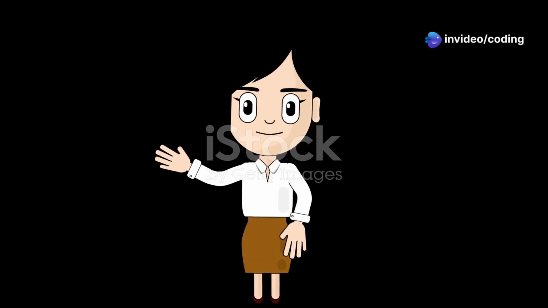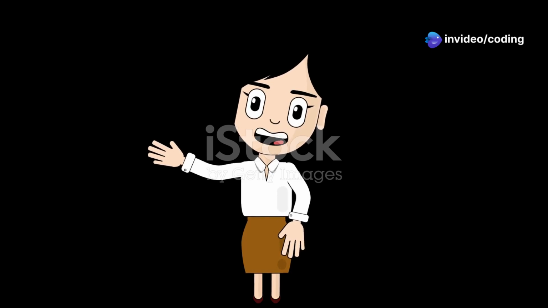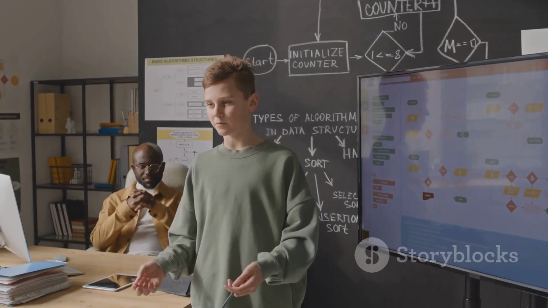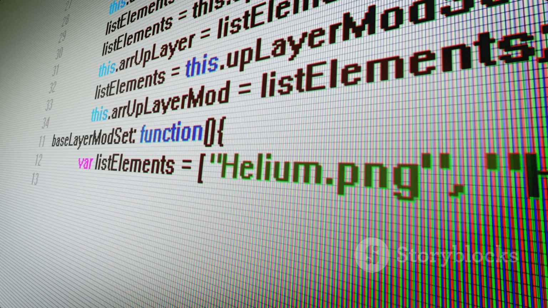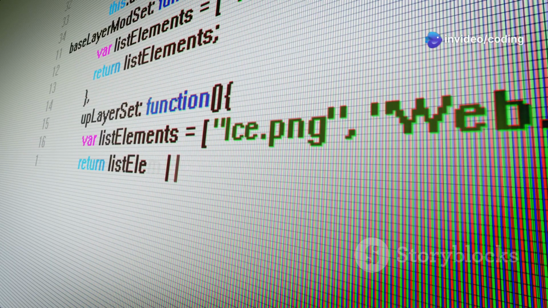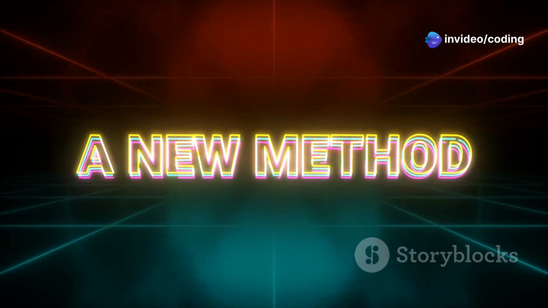Section 5: Method Overriding, Customizing Inherited Behavior. We've seen how inheritance lets child classes inherit methods from parent classes, but what if a child class wants to perform a particular action differently than its parent? That's where method overriding comes into play.